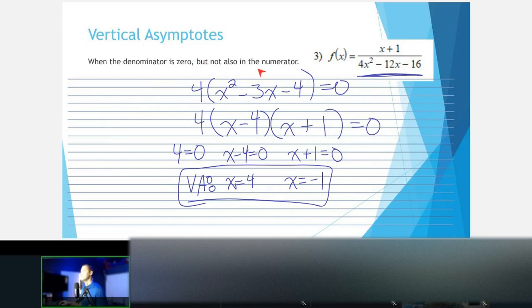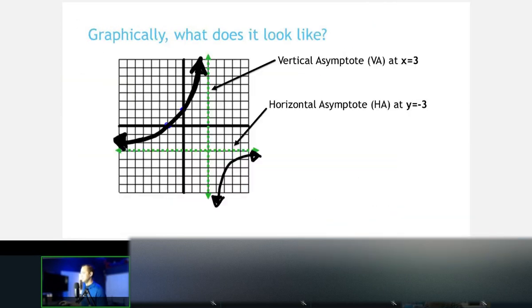Yeah, my English is not so good when I wrote this. So when the denominator is 0, and that's what we were doing, the VAs are when the denominator is 0, but not the numerator. So we don't set the numerator equal to 0. That's what I meant. But yeah, this doesn't make a whole lot of sense. I need to rewrite this. So remember, VAs is just setting the bottom, the denominator, equal to 0, and solving. And those are the vertical asymptotes. Going back to the picture, this is a VA, a vertical asymptote.